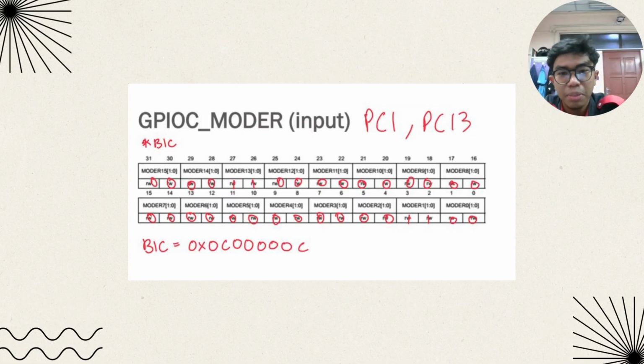Next, GPIOC MODER for input. We have used two input pins, which are PC1 and PC13. For BIC, we set the value with 11 for PC1 and PC13. So the BIC value we get is 0C00000C.